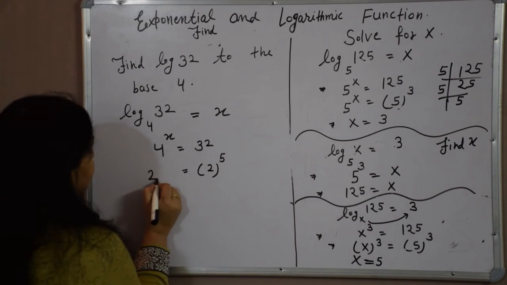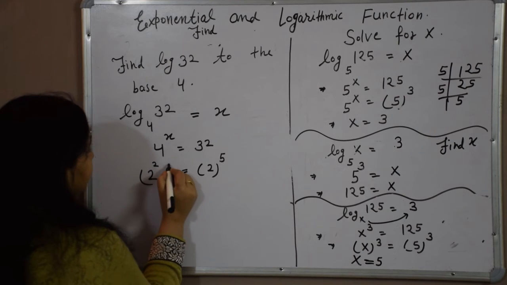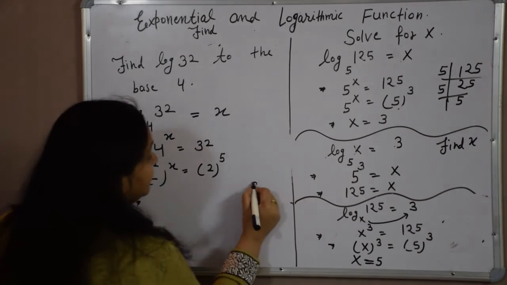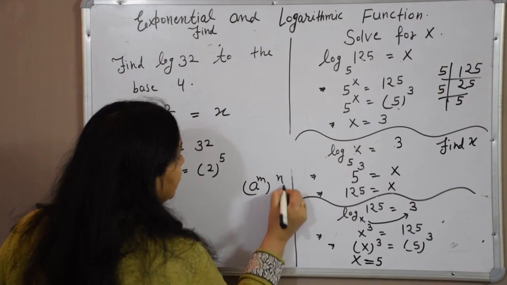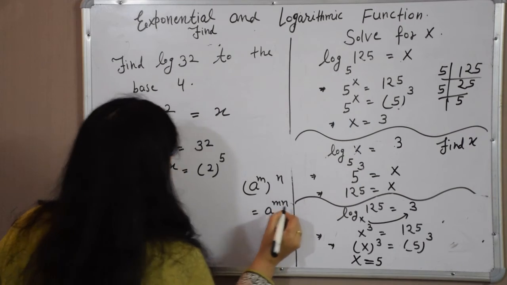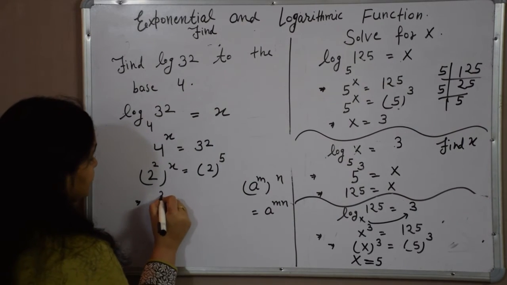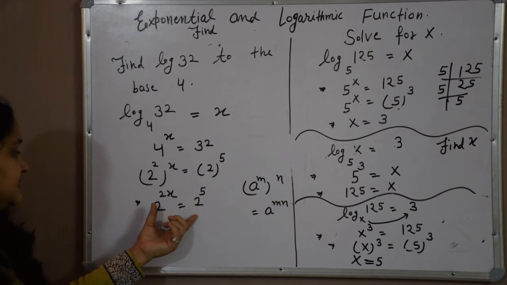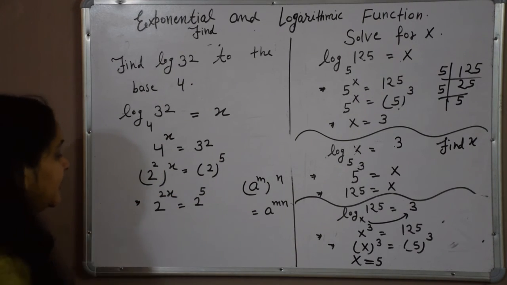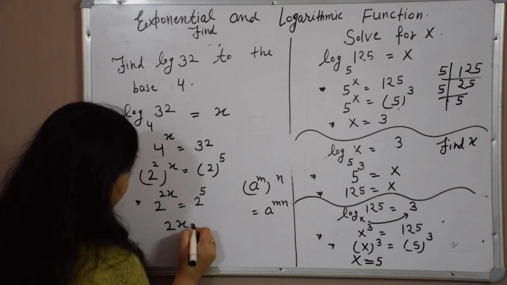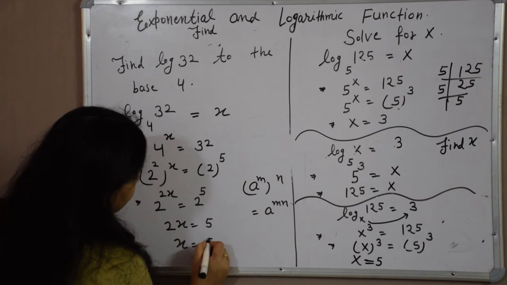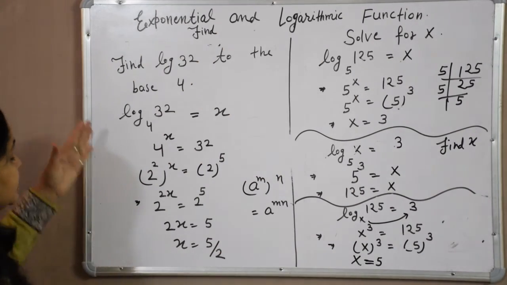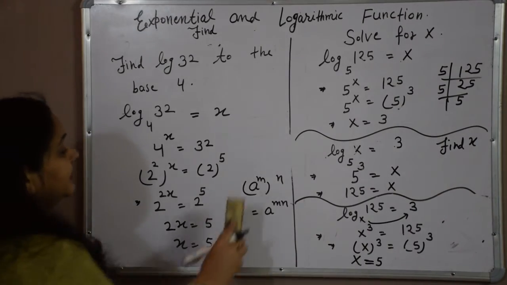How? We can write this 4 as 2 raised to power 2 raised to power x, and we know the property a raised to power m into n is equal to a raised to power mn, so we can multiply: 2 raised to power 2x is equal to 2 raised to power 5. Here both the bases are same, so we can equate their powers. We can say that 2x is equal to 5 and x is equal to 5 by 2. I am taking a very simple example. So we got x is equal to 5 by 2.